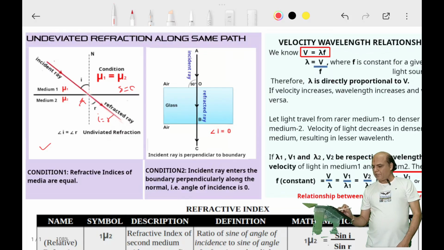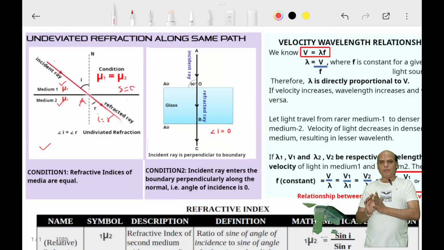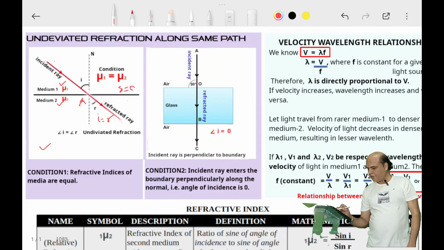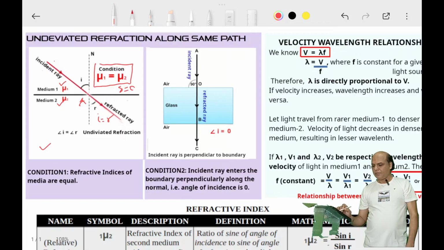Now the light ray is moving from medium 1 to medium 2. So let the refractive index of medium 1 be mu1 and the refractive index of medium 2 be mu2. For this phenomenon to happen, the refractive index of medium 1 should be equal to the refractive index of medium 2. That is, mu1 should be equal to mu2. Then only this undeviated refraction along the same path happens. So this could be one condition that would result in such a phenomenon.